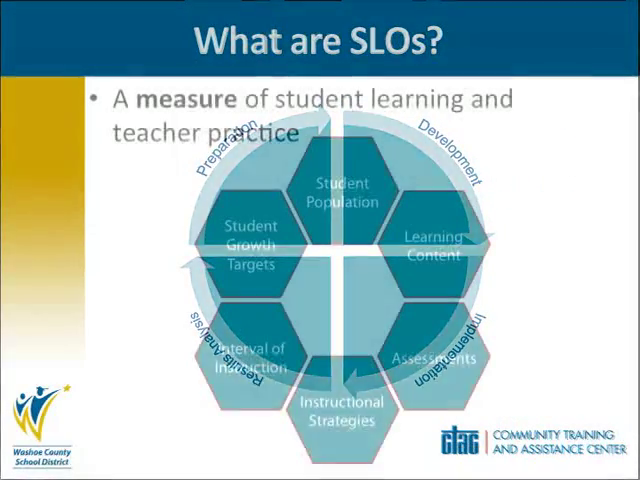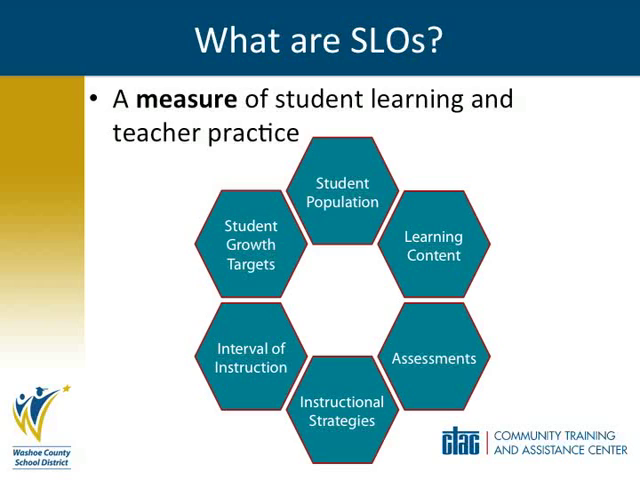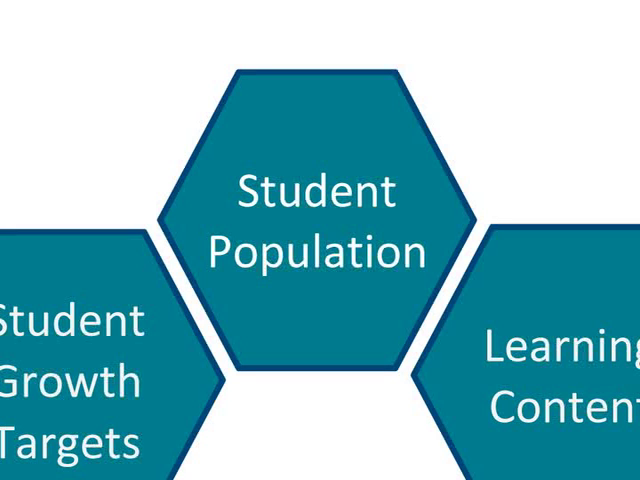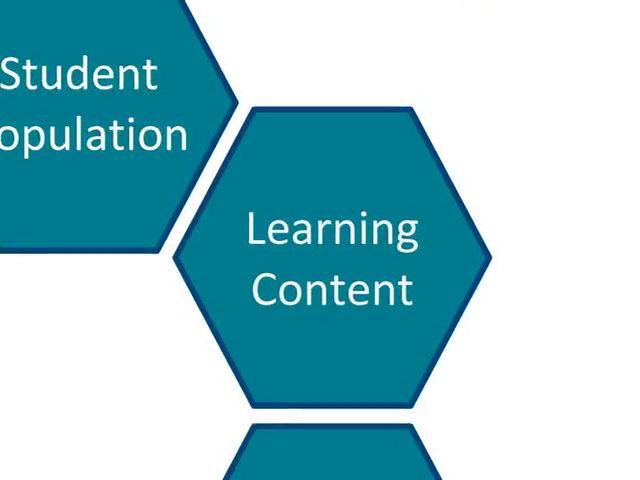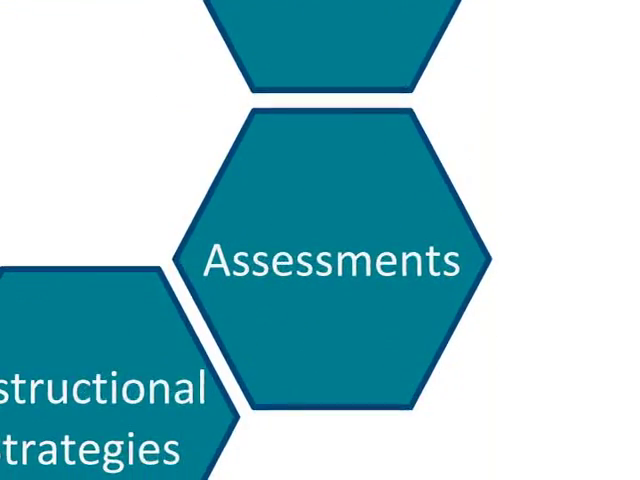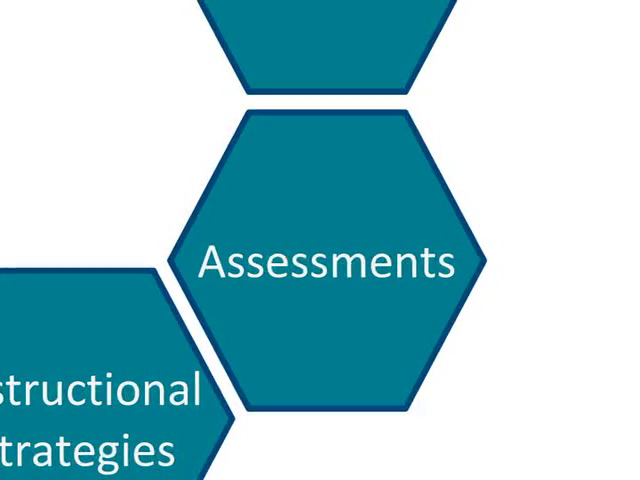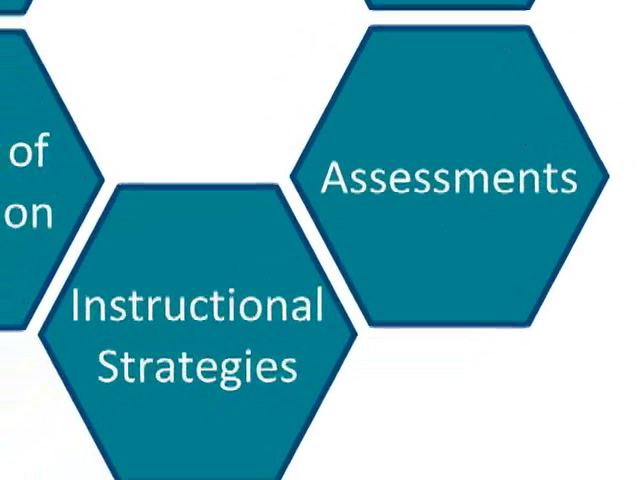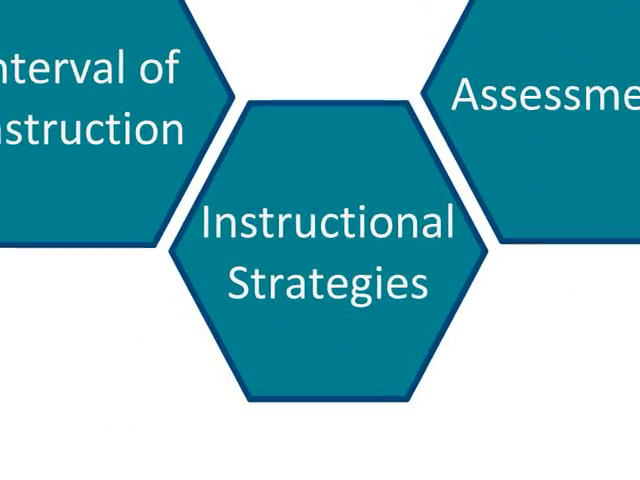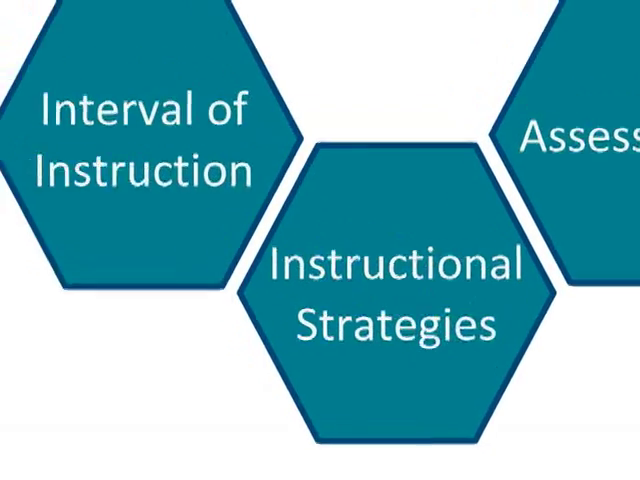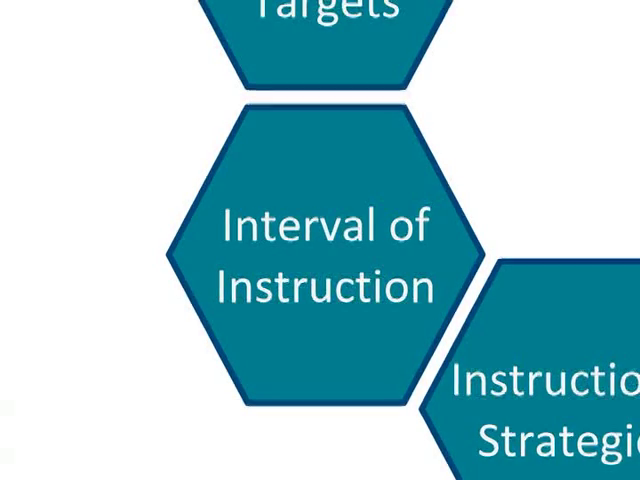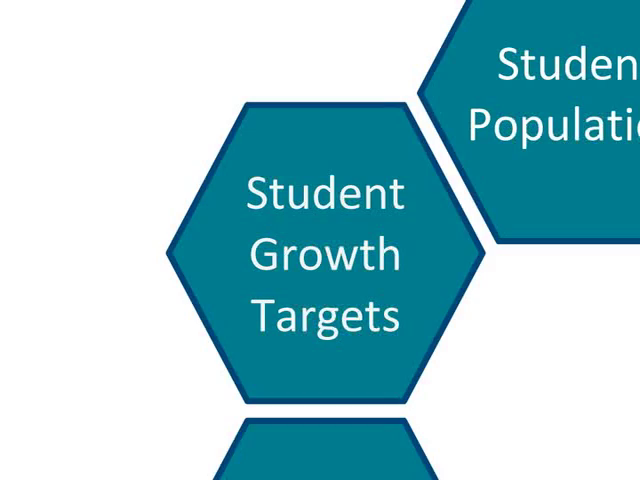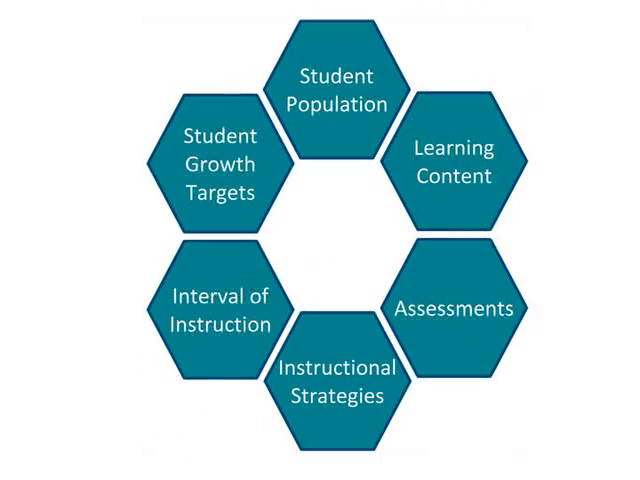The content of an SLO to measure learning and practice includes 6 key elements: student population, which is the group of students that you teach; learning content, which is the specific course standards to be focused upon; assessments, which are the baseline and culminating measures of student learning that are used; instructional strategies, which are the key approaches you take to accomplish the SLO; interval of instruction, which frames the timeline for the teaching of SLO content; and lastly, student growth targets, which are the numeric expectations for students to reach.